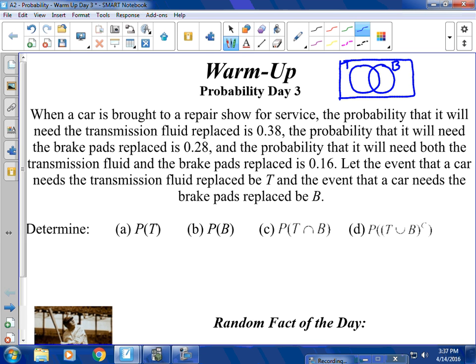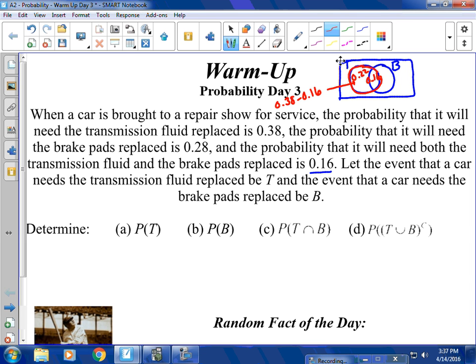Remember, what do you want to always plug in first? If you know the overlap, 0.16, that's the first place you can start. So this is 0.16 in the center there. The trick is, like we talked about yesterday, if it needs the transmission fluid replaced, that means this entire T circle has to equal 0.38. We've already got 0.16 here. So if I do 0.38 minus 0.16, I'm going to be left with 0.22 for this part of the circle.